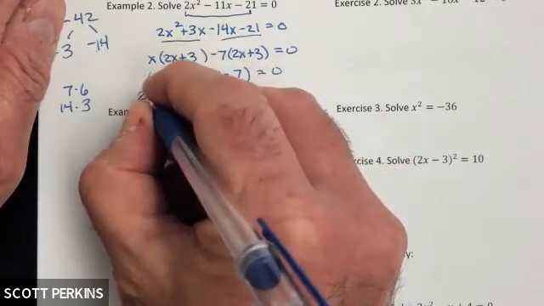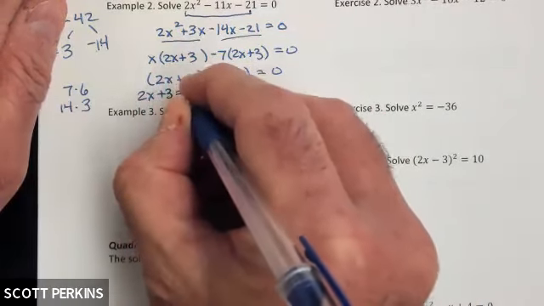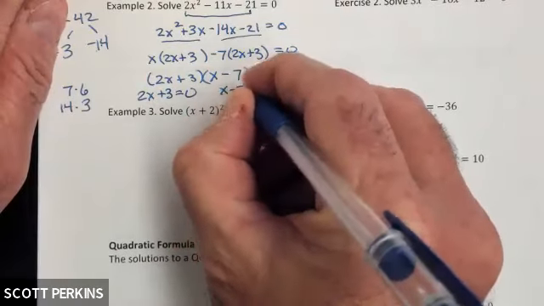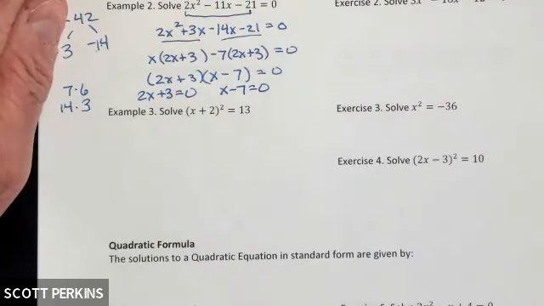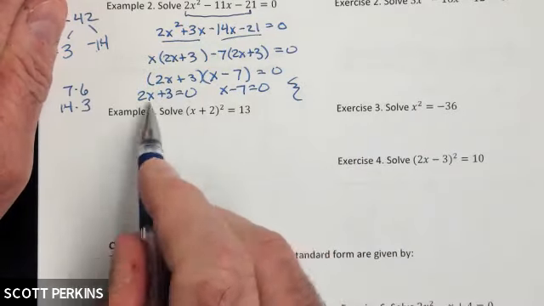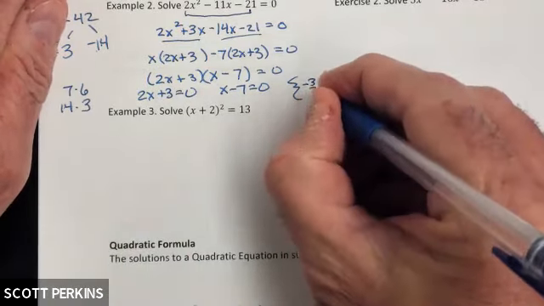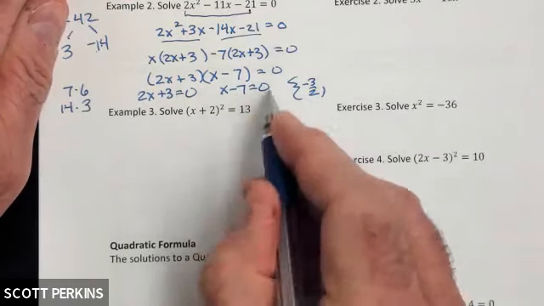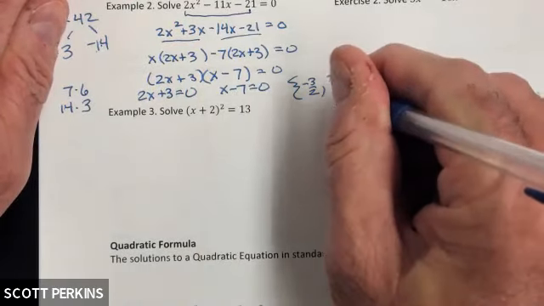Okay, so I'm going to set both of these now equal to 0 using the principle of 0 products. And I get my 2 solutions. My first solution, when I subtract 3 and divide by 2, is negative 3 halves. And the second solution, when I add 7, I get 7.